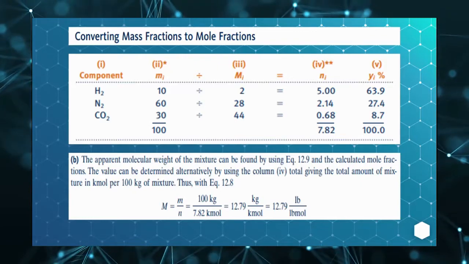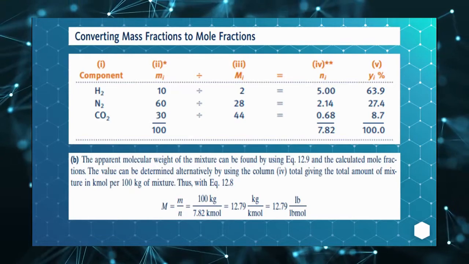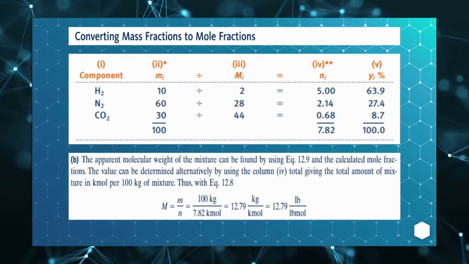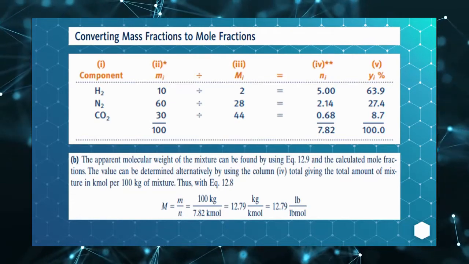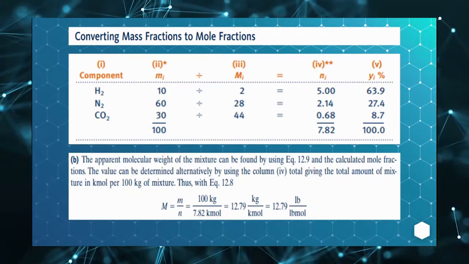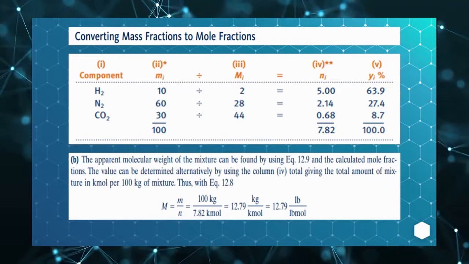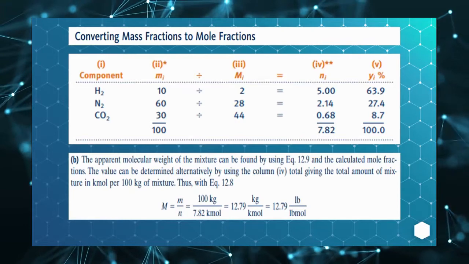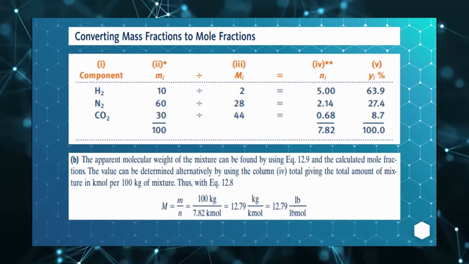And finally, using equation 12.6, column 5 gives the mole fractions as a percentage. The values of column 5 are obtained by dividing the values of column 4 by the column 4 total and multiplying by 100. So we get the answer for this in percentage form.